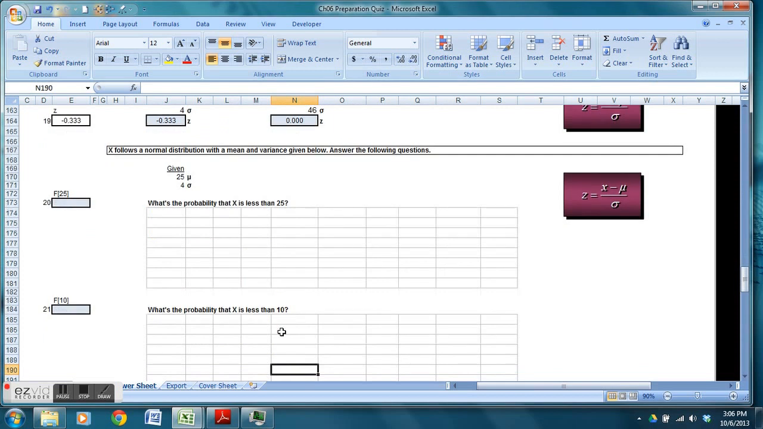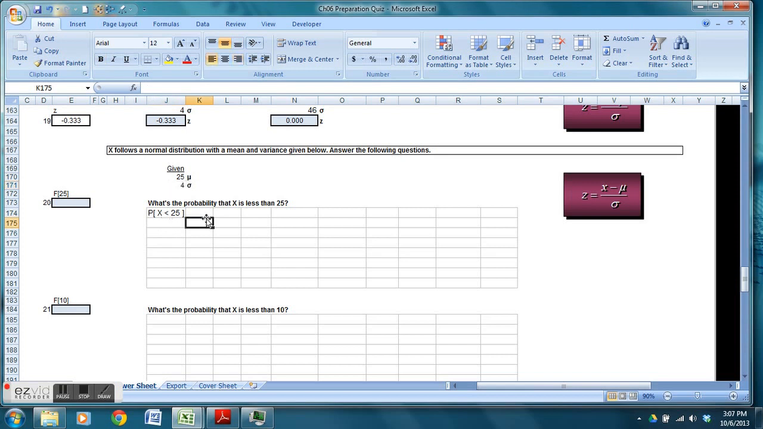Going down to a real normal distribution problem now, something you can focus on in your exam. X follows a normal distribution with the variance given below. Answer the following questions. What's the probability that x is less than 25? So we are looking for the probability that x is less than 25 when x represents a normal random variable with a mean of 25 and a standard deviation of 4.